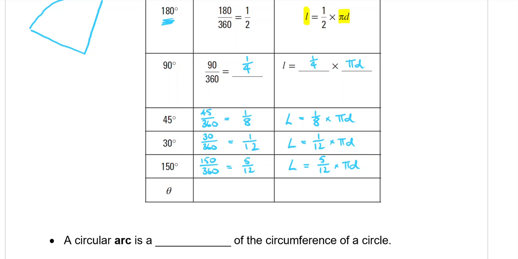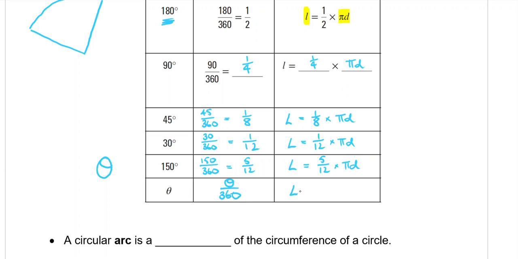So for whatever angle we're given, and in the formula, we use a Greek letter, which is theta. This symbol here is a theta. To draw it, you draw a zero with an extra line through the center of it. That angle, whatever it is, always needs to be put over 360.